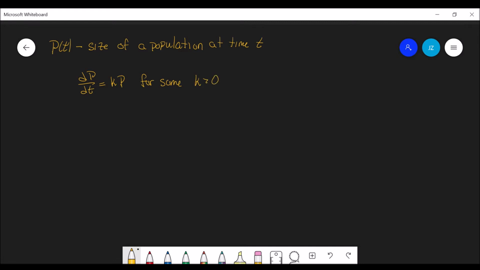In this model, the growth rate is defined by 1 over P dP/dt. And this is a constant. Specifically, this is the constant k.